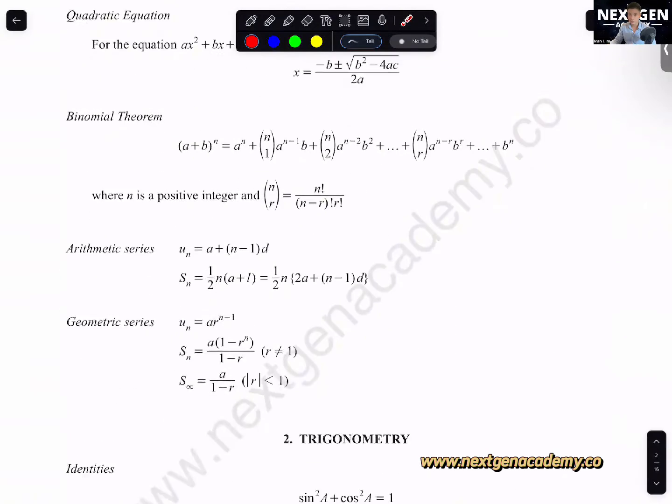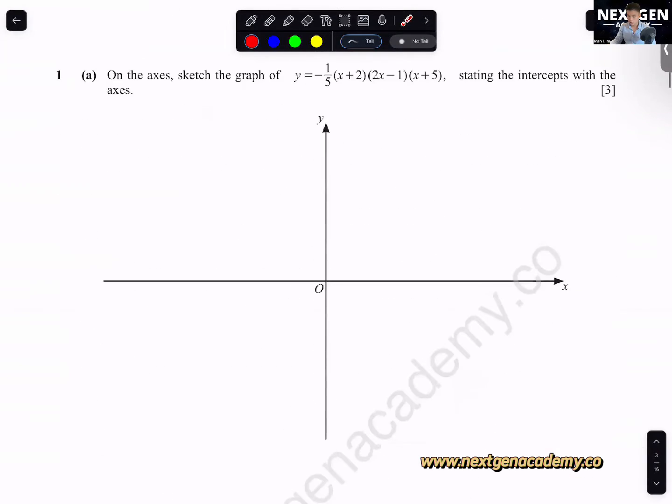You go through the formulas; this one I don't need to go through with you. Let's look at question 1. Number 1: on the axes, sketch the graph of y equals negative 1 over 5 times (x plus 2)(2x minus 1)(x plus 5), stating the intercepts with the axes. What kind of question is this? This is a cubic graph type of question.